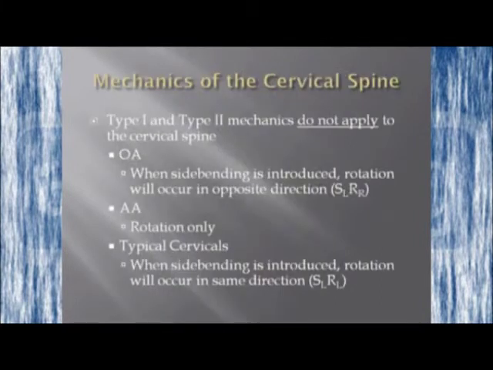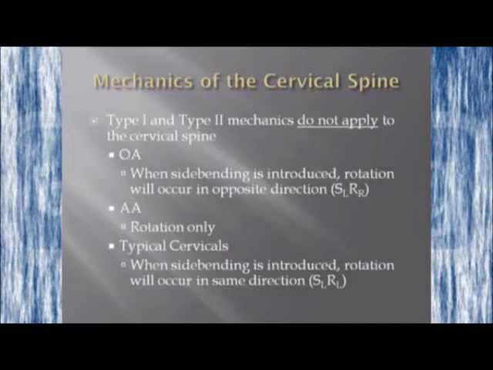Good. So mechanics in the cervical spine, again, we talked about this. Just remember that type 1 and type 2 mechanics aren't really applying. The OA is side bending and rotation. We also call that side slipping. When somebody side bends to the right and rotates to the left, we also call that left side slipping.